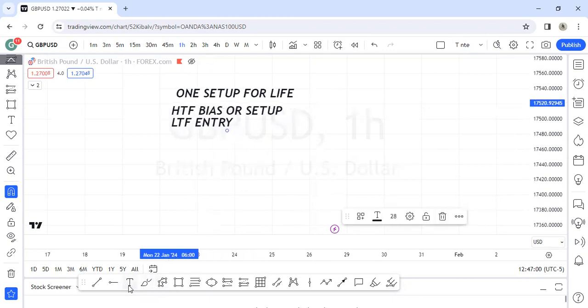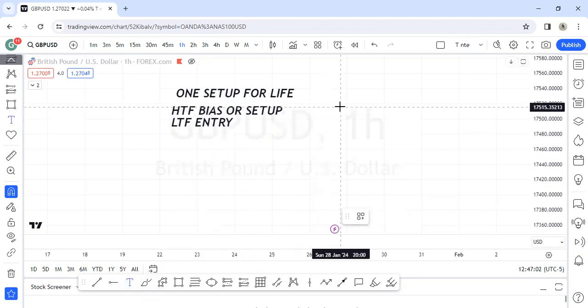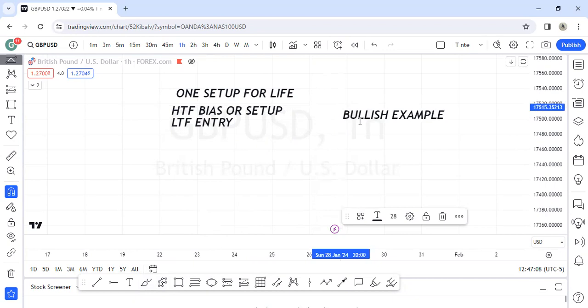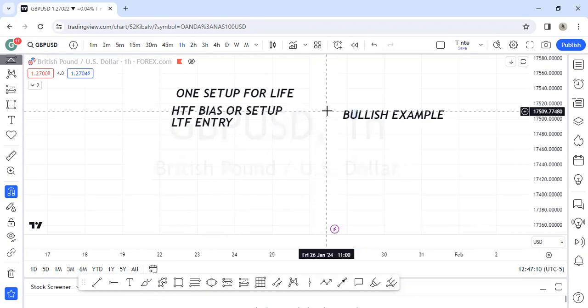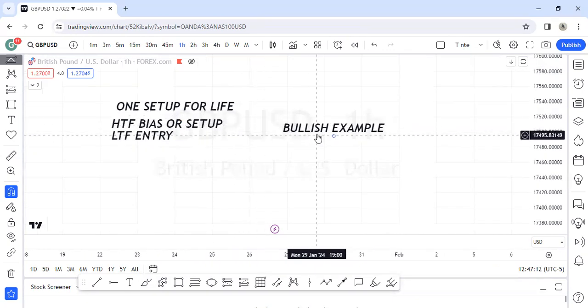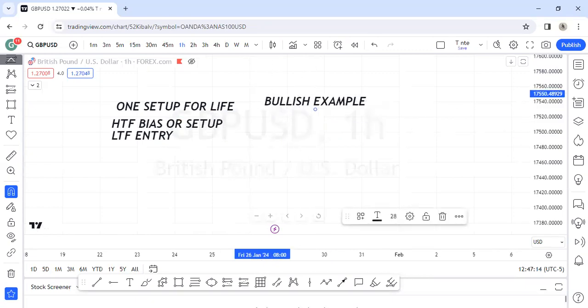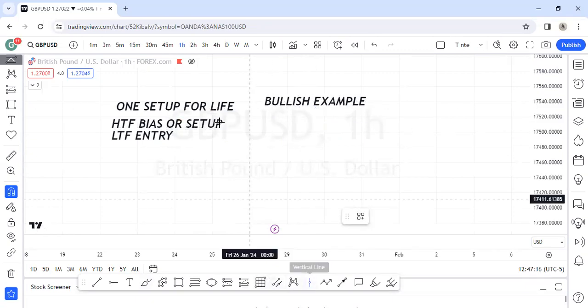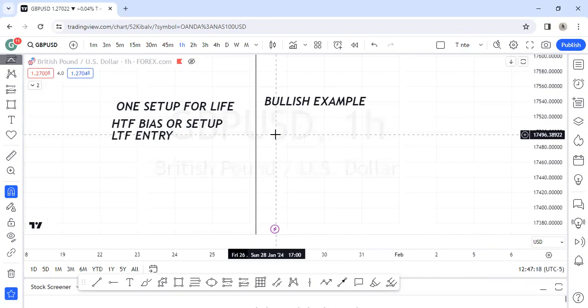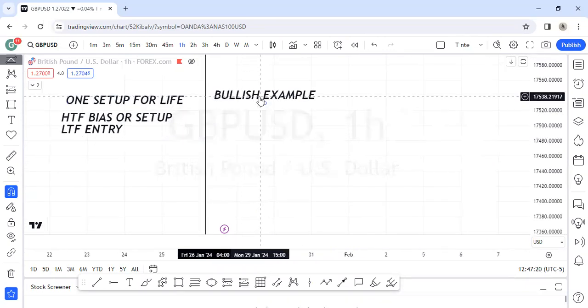Now, for a bullish example of the one setup, let's talk about the bullish example. The bullish example of this trading model is very, very easy. Look at the bullish example of the one setup for life. Let's just divide this so you can understand it. Follow me. The bullish example is very simple.